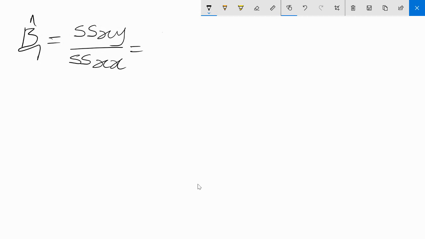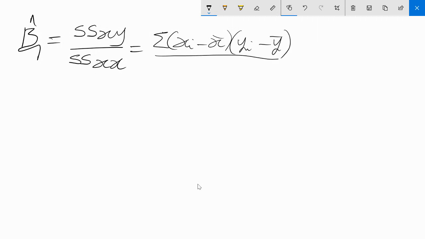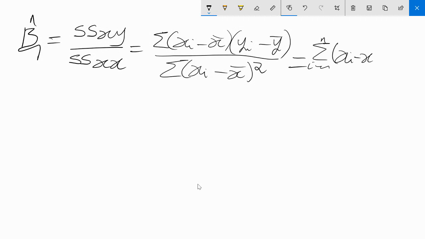But what is SSXY? It is nothing but the summation of (xi minus x bar) multiplied by (yi minus y bar). And this part, SSXX, is nothing but the summation of (xi minus x bar) all squared. You can get this from your study guide. On the first day, we said the numerator can be written as the summation of (xi minus x bar) multiplied by yi.